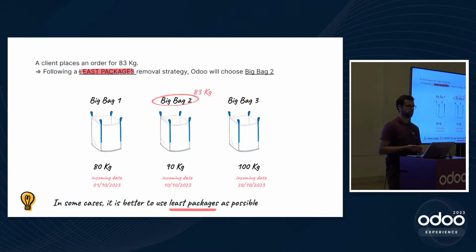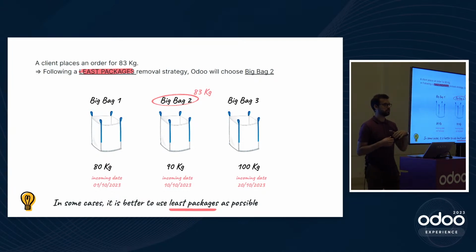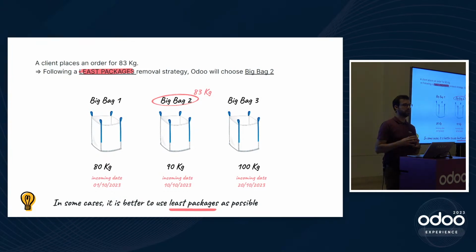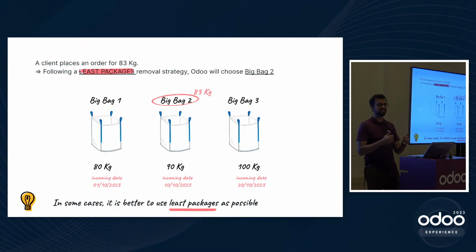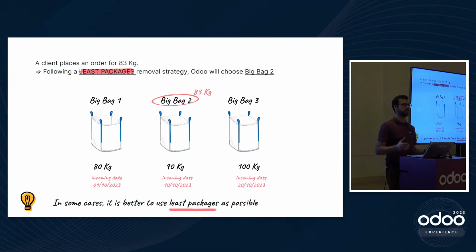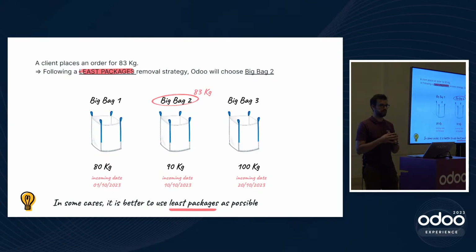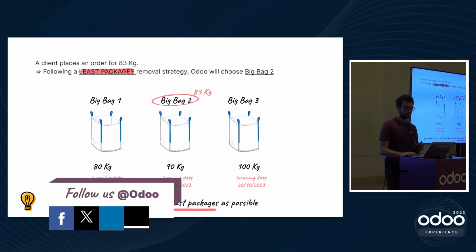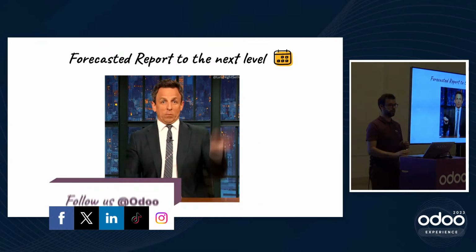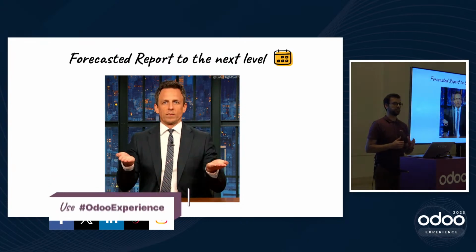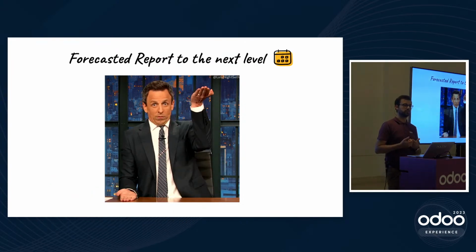your customer. For businesses working with big bags, pallets, big packages, it is better for them to send the operators only one time or fewer times to the same location in order to fulfill the entire demand. This is why here, taking the right package is really optimal. Now, let's jump to our forecasted report that has been pushed to the next level.